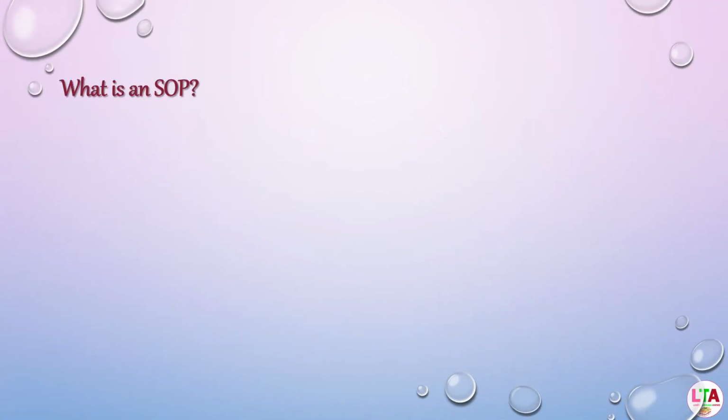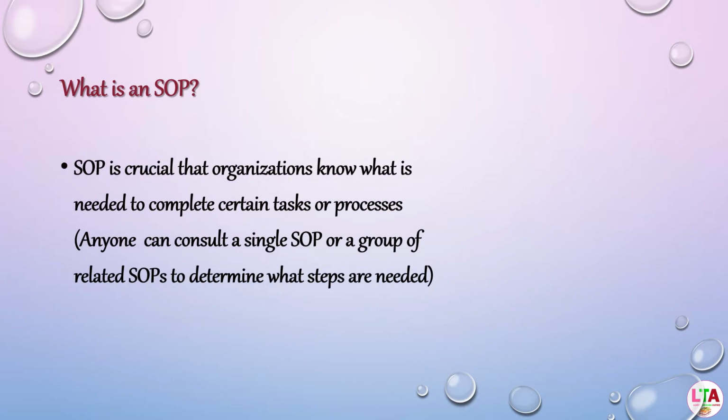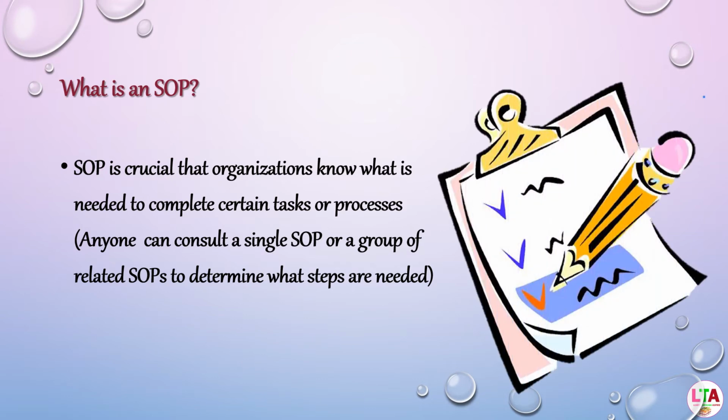First, let us see what an SOP is. An SOP covers the list of step-by-step activities which need to be performed for a particular process. It is crucial to every organization because if any new person needs to complete a task, they can consult a single SOP or a group of related SOPs to determine what steps need to be performed to complete a process perfectly.